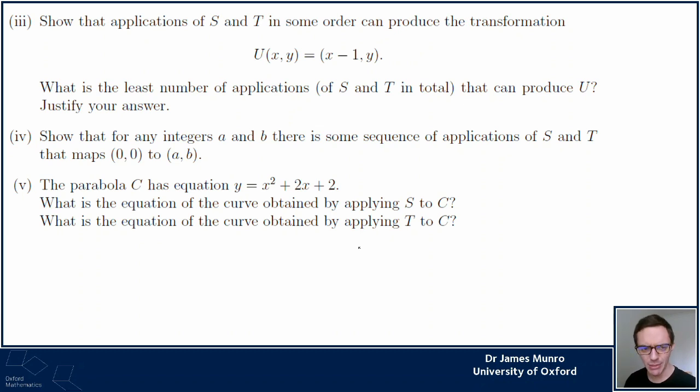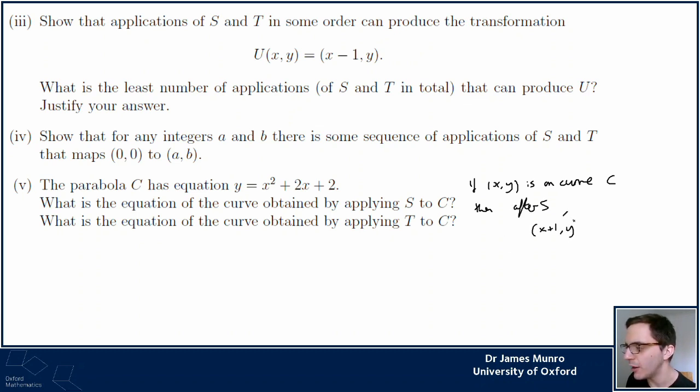So we've got to think quite carefully about what it means to apply the transformation to C. I suppose it means apply it to all of the points on the curve. So if (x, y) is on the curve C, then after S, (x + 1, y) is on the new curve. I don't have a name for that. C2 or something. C prime, with a C, yeah, let's go with C prime.